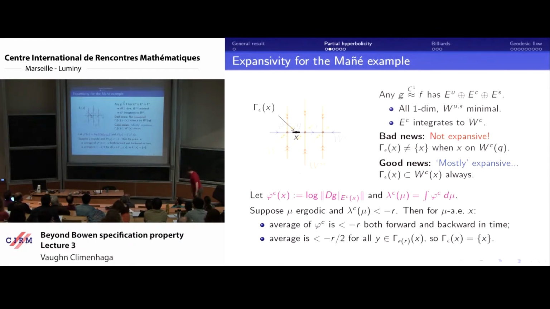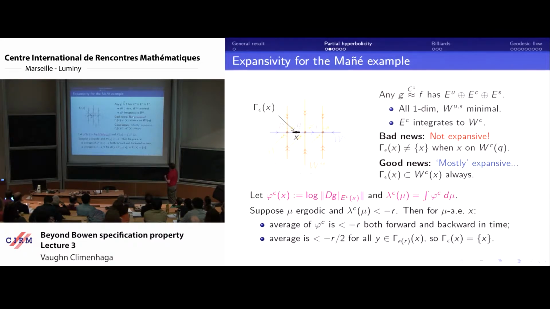we need to talk about expansivity, and we need to talk about specification. So what are the expansivity properties of this example? The first thing to observe is that it is not expansive. Suppose I consider, well, okay, so in fact we consider not just this diffeo F, but in fact a C1 perturbation of it. And everything which I say is true is a C1 open condition.